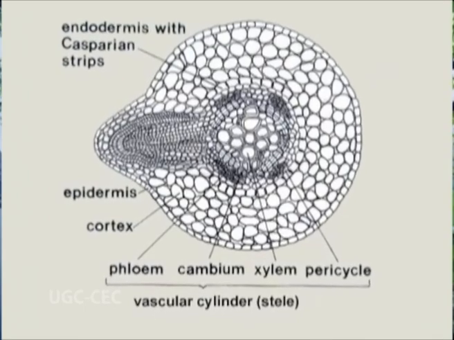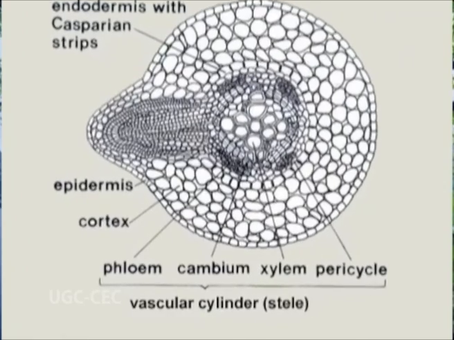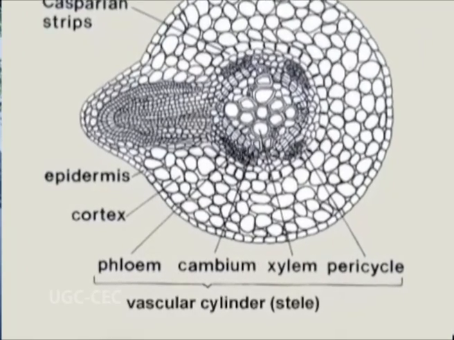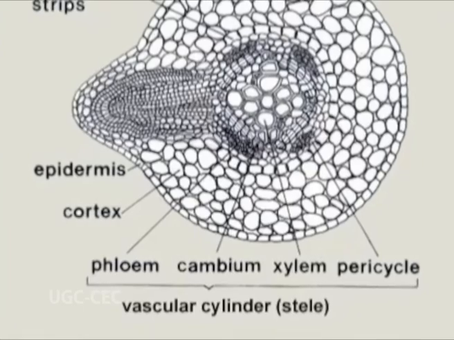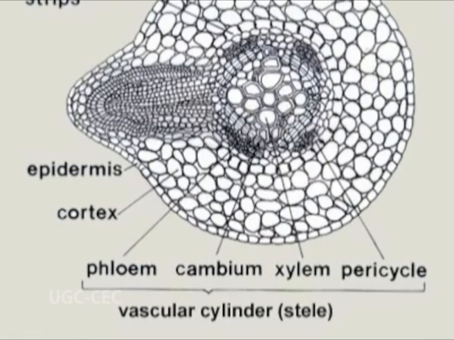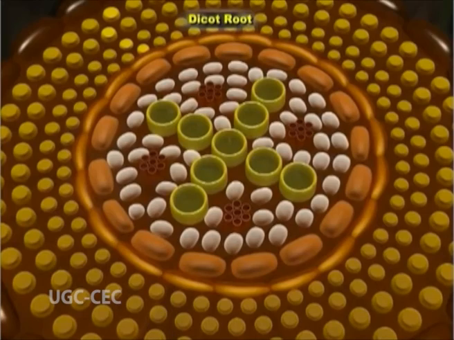The pericycle surrounds the important portion of the root which conducts food and water to all the parts of the plant. This is the vascular bundles. The vascular bundle consists of two main parts, xylem, that is the water conducting tissue, and phloem, the food conducting tissue.